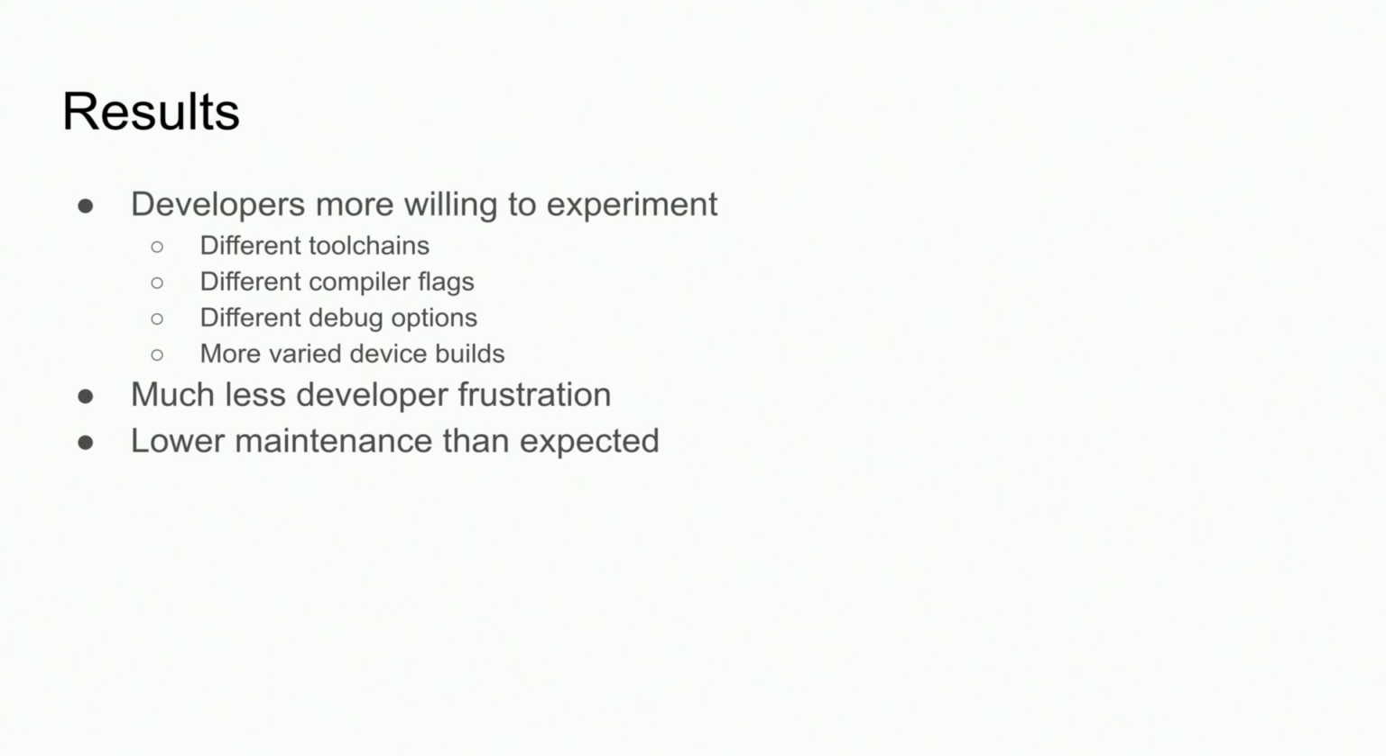And the results we see from this are pretty good. Our developers are more willing to experiment with new compiler flags, new toolchains. They're more willing to make device builds and actually test them on device. There's much lower developer frustration. We need to find other things to be annoyed by. And the maintenance has turned out to be really low.